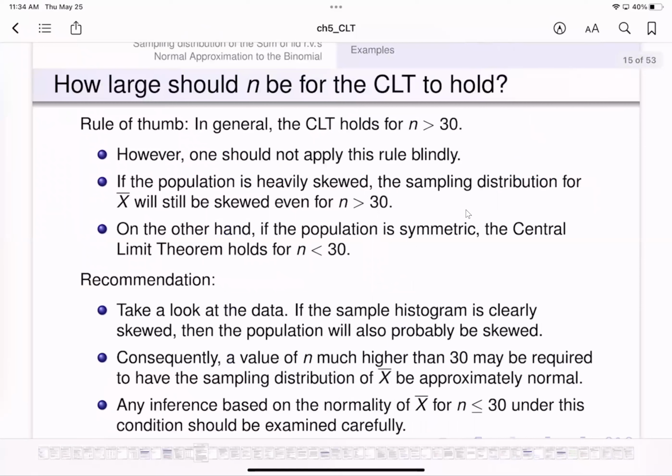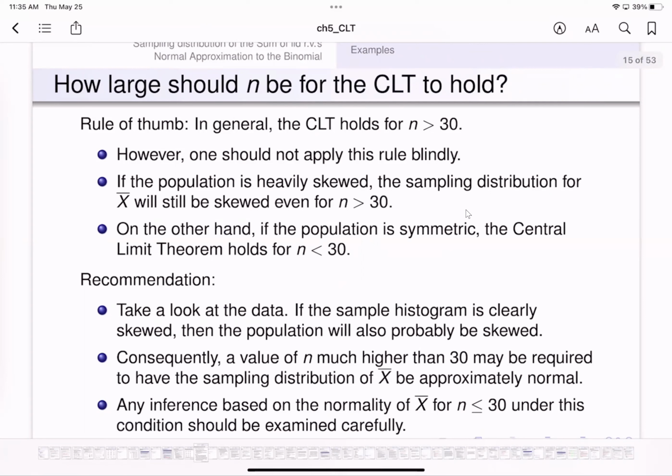How large do we need n to be? As a general rule of thumb, most people just use 30 as the cutoff. Our textbook uses n equals 40, so if n equals 40, they suggest using the central limit theorem. But the reality is that you had better check whether the population distribution is very skewed or not.